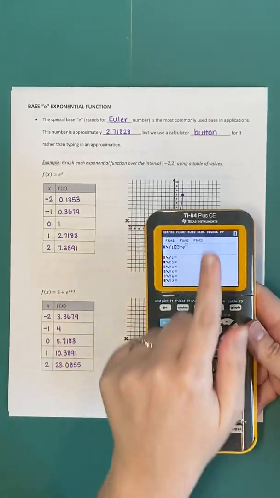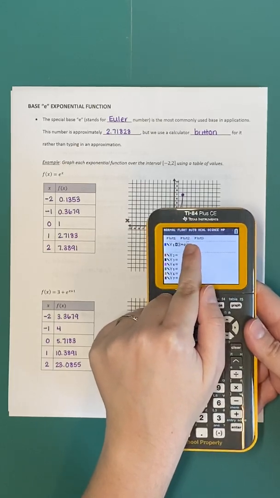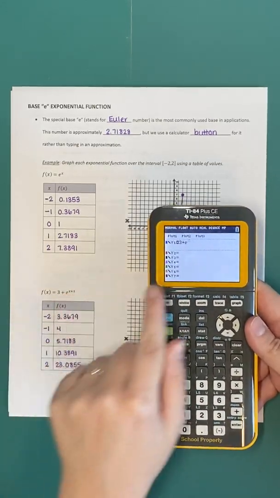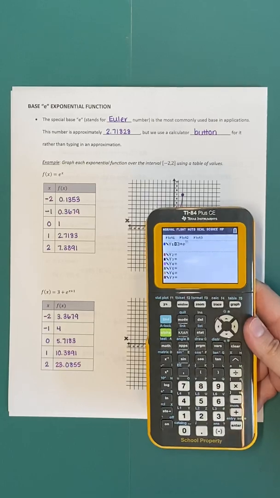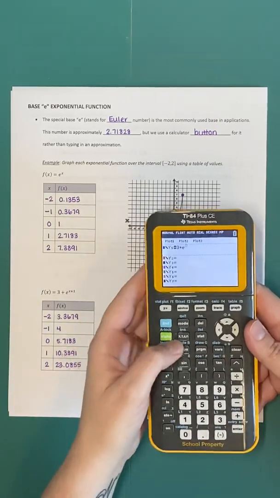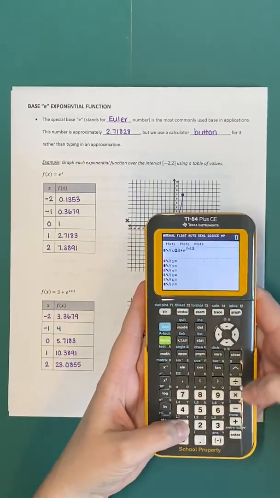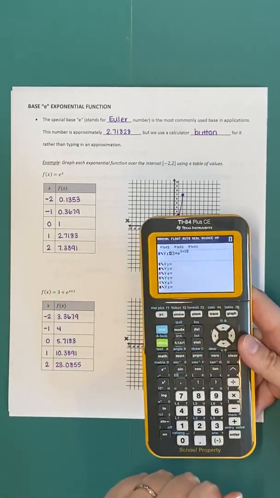If you have a newer calculator that actually formats an exponent, you can just type the x plus 1 into the exponent and you're good to go. So I can do that. I'm just going to type in x plus 1 and notice it's all in the exponent.